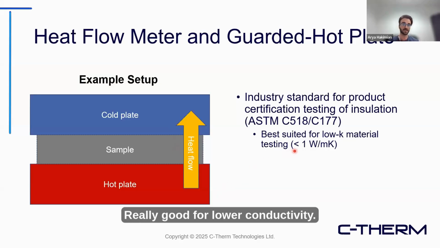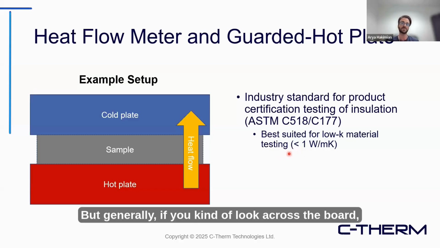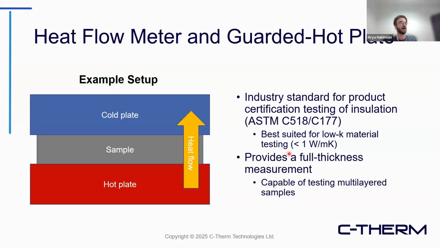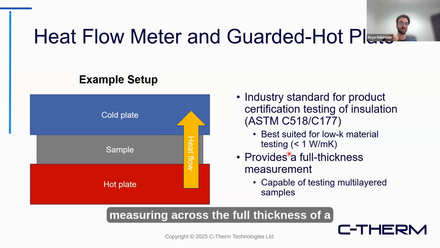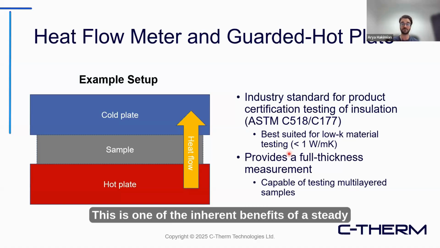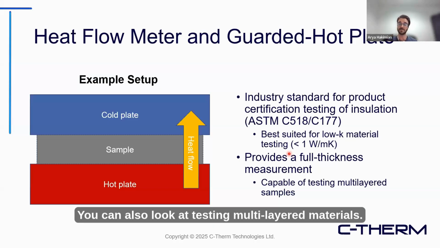Really good for lower conductivity. There are certain heat flow meter style setups that push this upper range a little bit, but generally, if you look across the board, most commonly referenced for samples below 1 watt per meter Kelvin. Really good at measuring across the full thickness of a material. This is one of the inherent benefits of a steady state, and specifically heat flow meter style setup: it's capable of testing through the full thickness. You can also look at testing multi-layered materials. They've got some nice advantages going for them here.